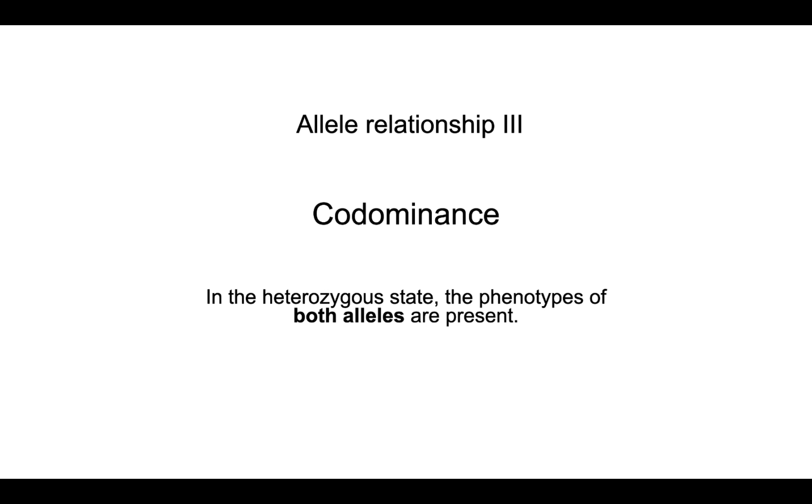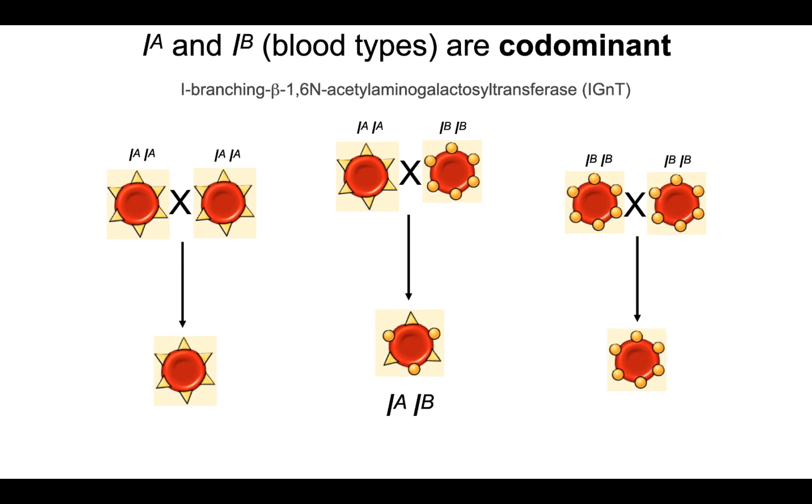Now, the third and final possible relationship between 2 alleles is codominance, which is when, in a heterozygous state, the phenotypes of both alleles are present. And this is best viewed in blood types of humans.